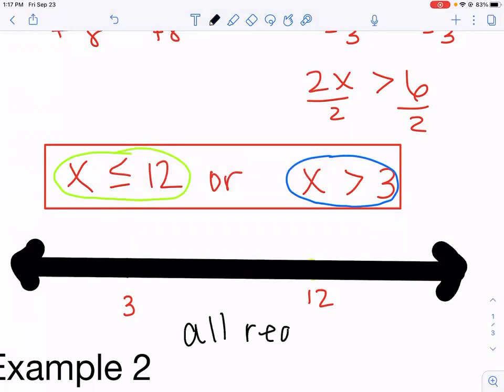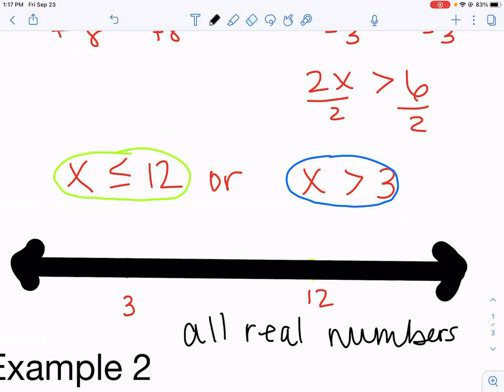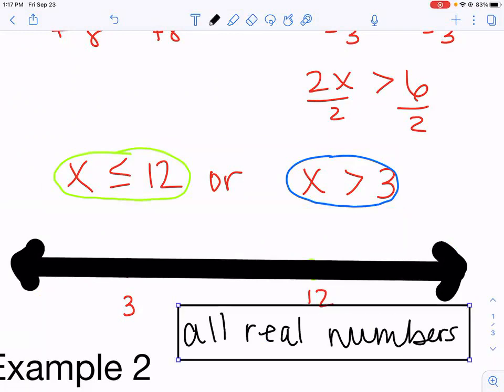So my answer is all real numbers because all of it is colored. I wanted it to show that all of it was colored. Our answer is all real numbers. Yeah, I want you to write that. Peyton, why is my answer all real numbers?